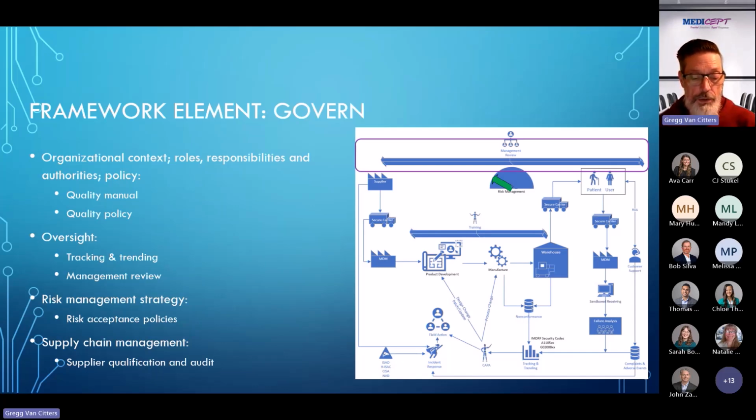Tracking and trending. You have to have management oversight. So tracking and trending of issues and management review of those issues on a periodic basis is also important. And those issues need to include anything related to security. Of course, management is also responsible for establishing and maintaining the safety and security risk management policies.